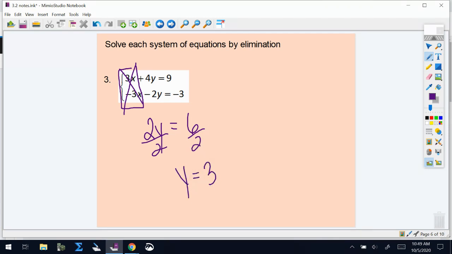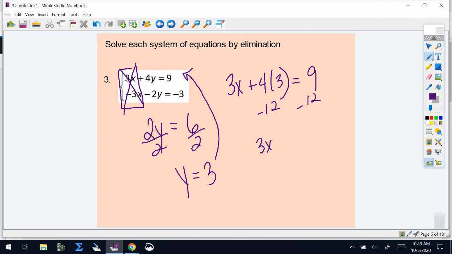Once you're done finding one variable, keep in mind you do have to go back and find the other. In this case, you can actually use either of the original equations. It's totally up to you. Sometimes one of them may be simpler. Sometimes one of them is just the first one your brain goes to. I'm going to put it into the first equation. So I have 3x plus 4 times 3, because that's what I just found y to be, equals 9. Well, 4 times 3 is 12, so I'm going to subtract 12 from both sides. So I have 3x equals negative 3. Divide by 3. You get negative 1.